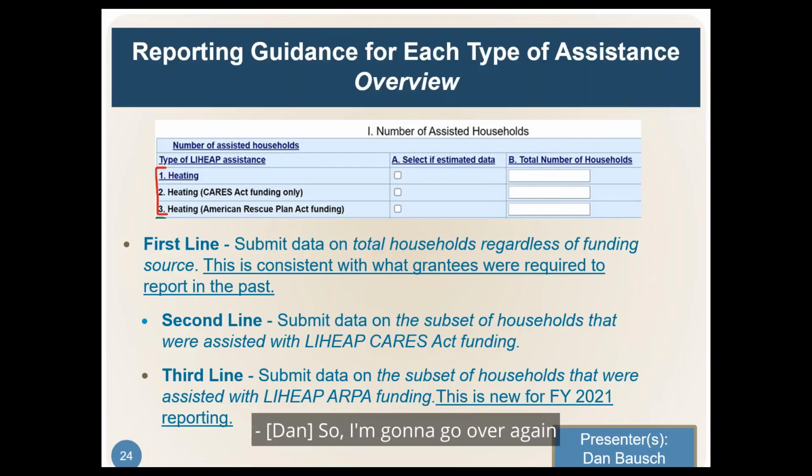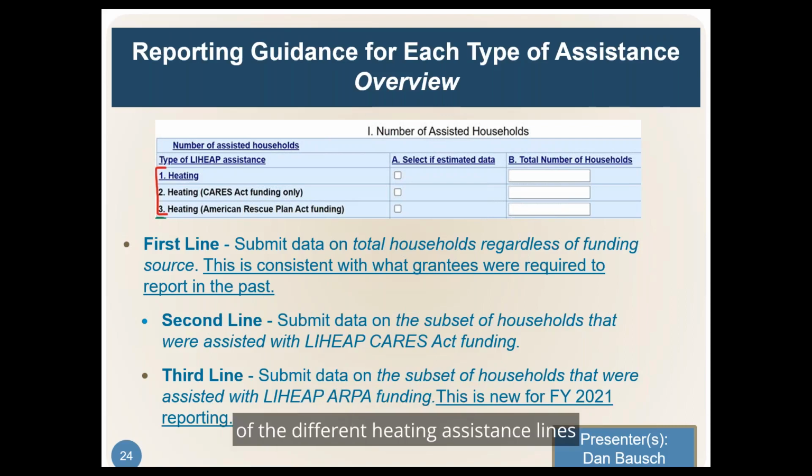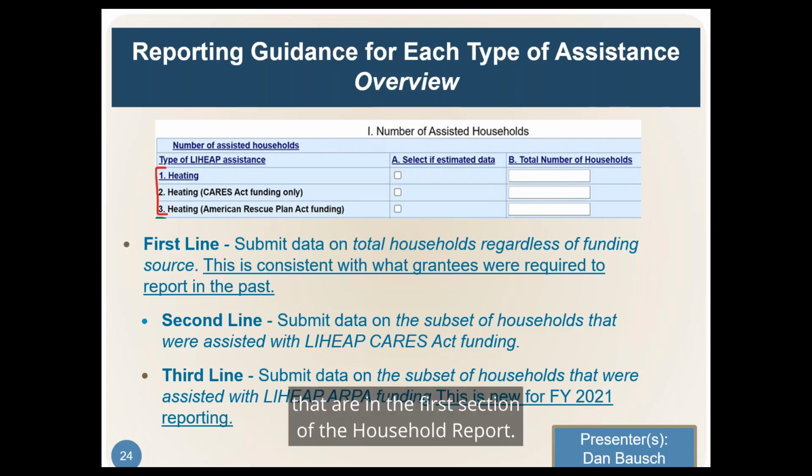So I'm going to go over again the approach that the form uses for having 3 lines for each type of assistance, and we're going to talk about this a lot just to make sure it's clear and answers any questions you have. So this is a picture again of the different heating assistance lines that are in the first section of the household report.